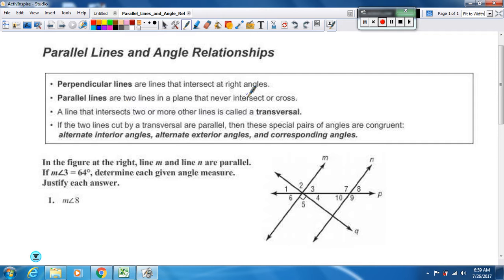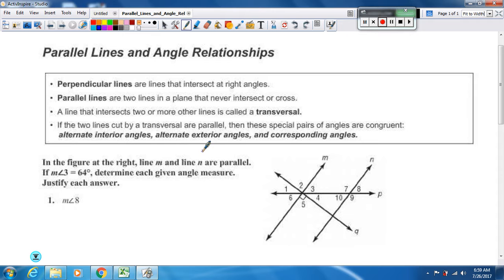Parallel lines are two lines in a plane that never intersect or cross, so they will never meet. So M and N are parallel because they're never going to cross each other. A line that intersects two or more other lines is called a transversal. For example, line Q crosses M and N, so line Q is a transversal. The same for line P. Line P crosses M and N, so line P is a transversal.